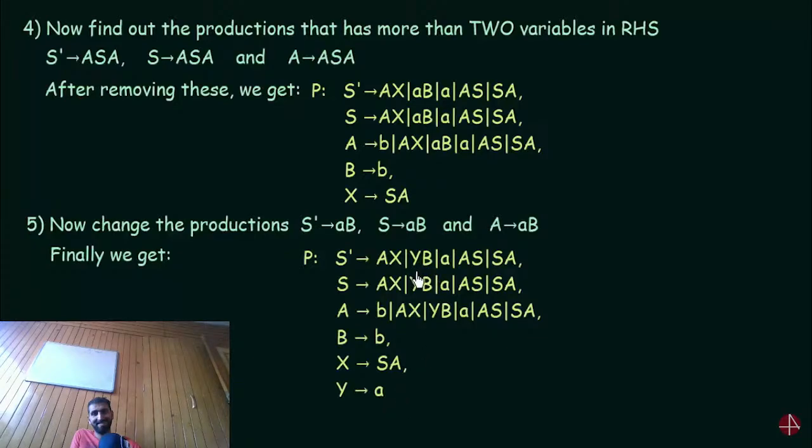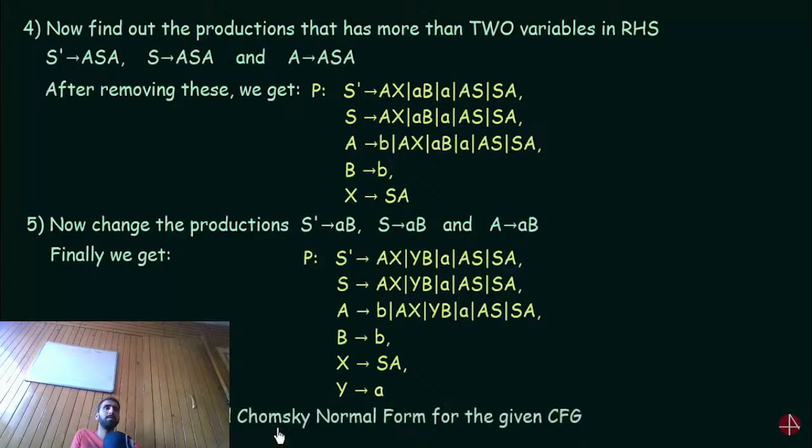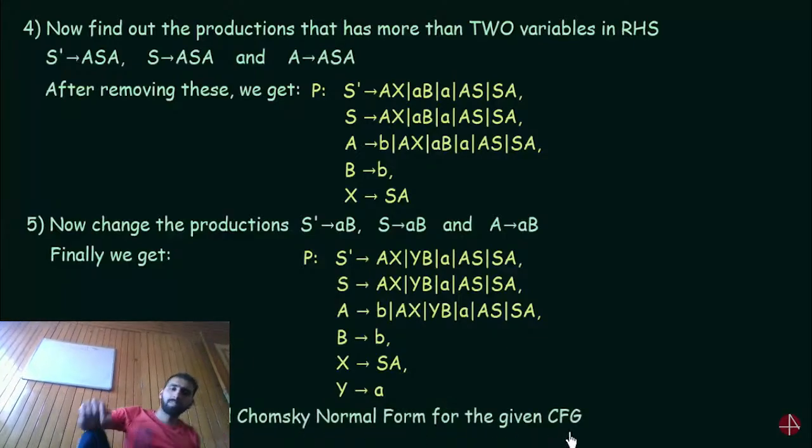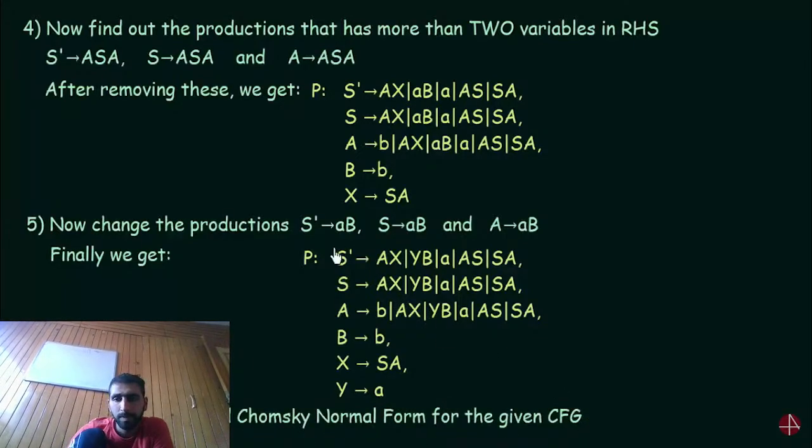And why did we use Y? Because we were replacing the small a's with the Y. So Y gives A is a new production that we have to add. So finally we get this production, which is a required Chomsky normal form for the given context-free grammar. So if you check these productions, they are following all the rules of Chomsky normal form, and thus we have successfully converted the given context-free grammar to the Chomsky normal form.